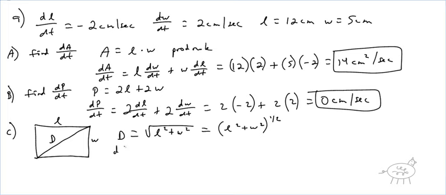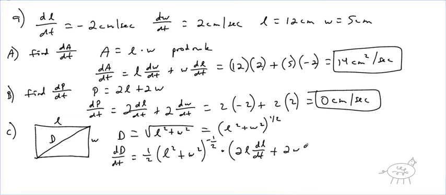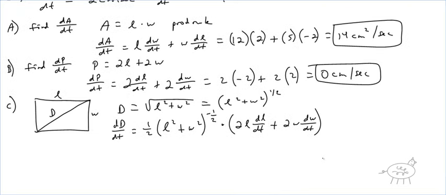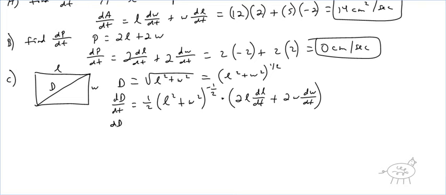So we have dD/dt is equal to, of course we're just going to use the chain rule, so you get 1/2 times L squared plus W squared to the negative 1/2 power, times the derivative of the inside, which is 2L dL/dt plus 2W dW/dt. All right, and let's move this down here a little bit. dD/dt.